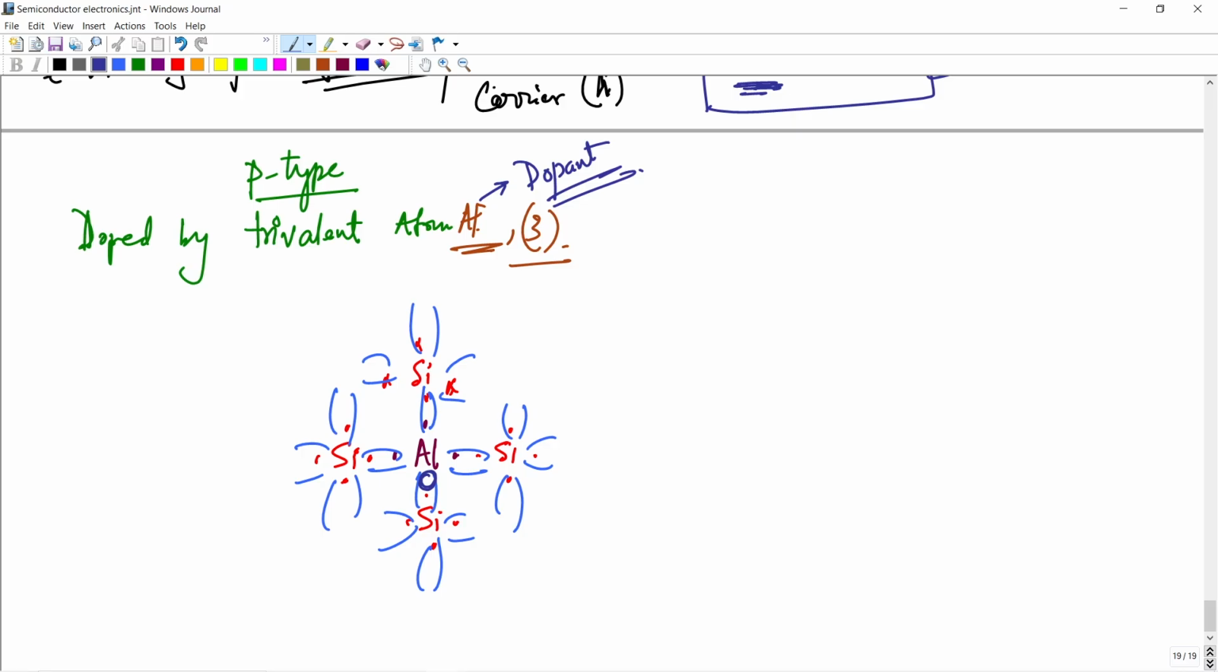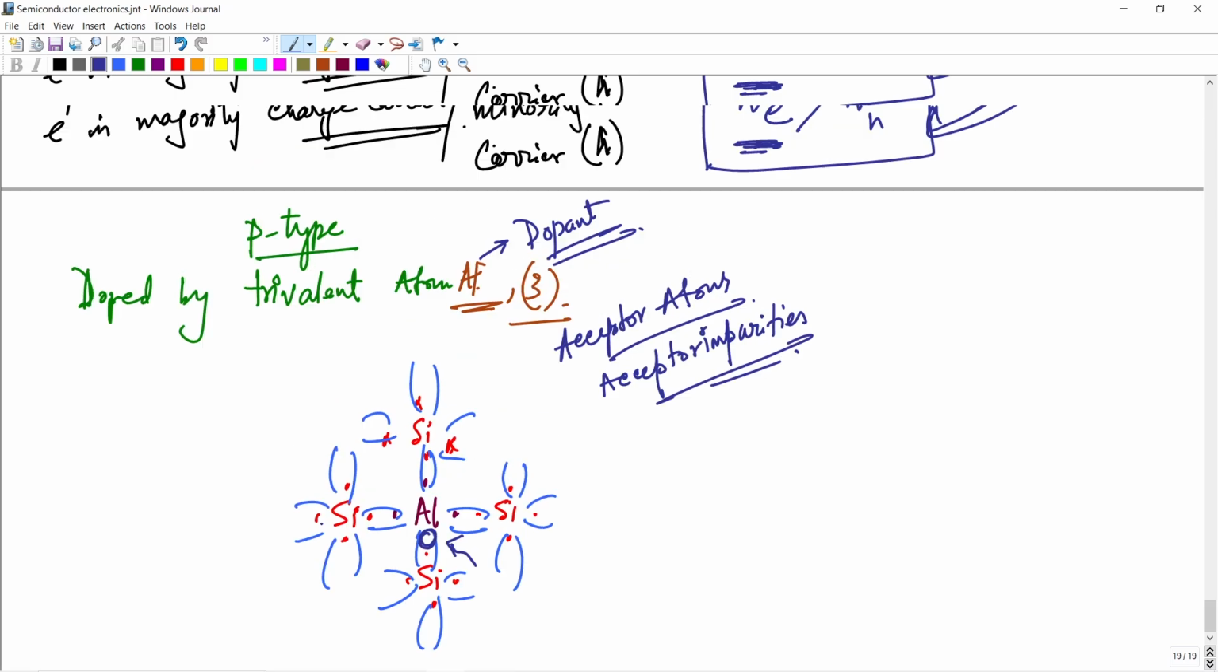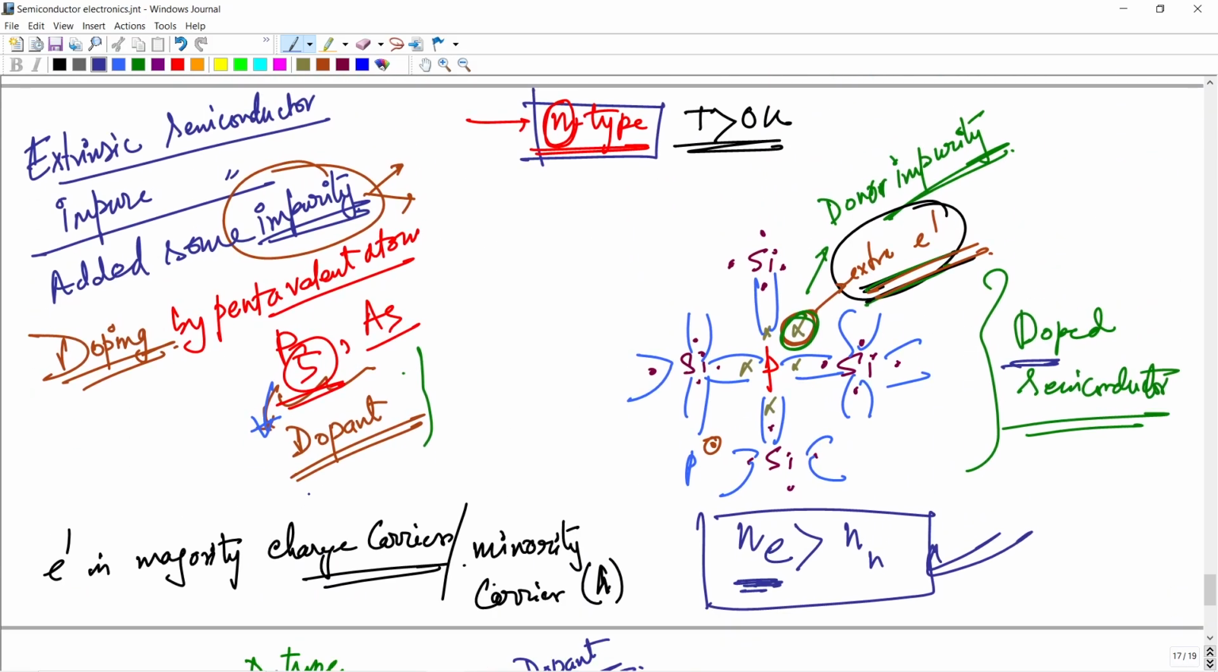Here these are acceptor impurities. We see an acceptor atom, which accepts an electron into the hole. Another name for it is acceptor impurities. In the previous n-type case, generation is very important.